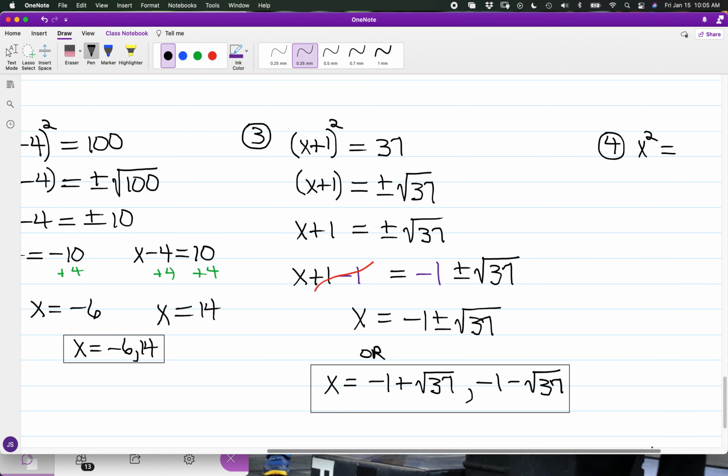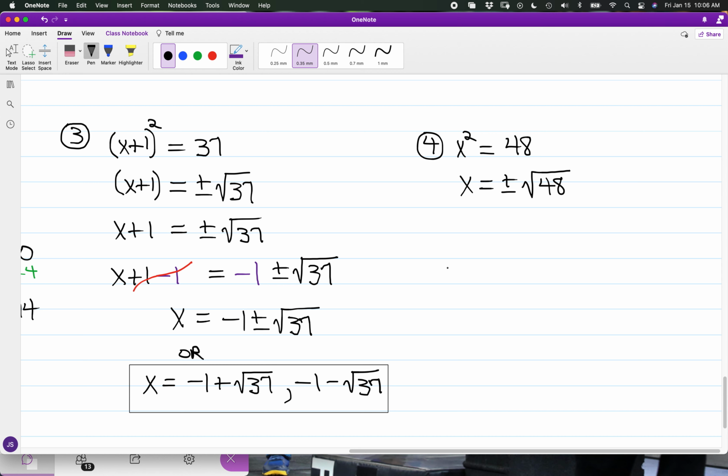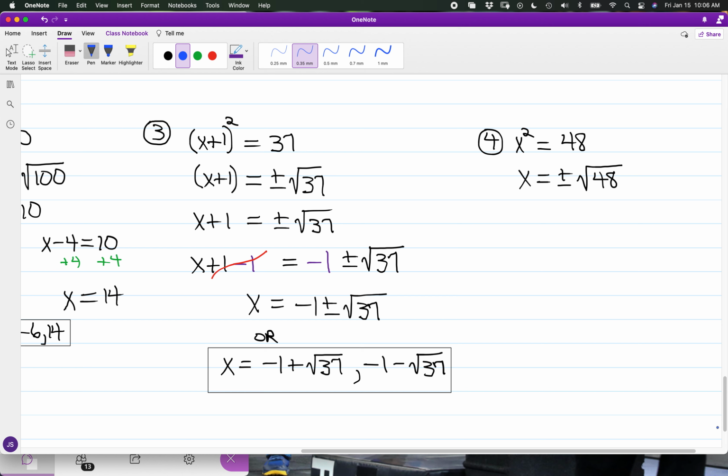Say we're looking at solving for x, and we'll say that we have x squared is equal to 48. Okay, we have x squared is equal to 48. And if I go from x squared to x, I'm going to have x is equal to plus or minus the square root of 48. Now I know in ALEKS, it asks for simplified radicals.